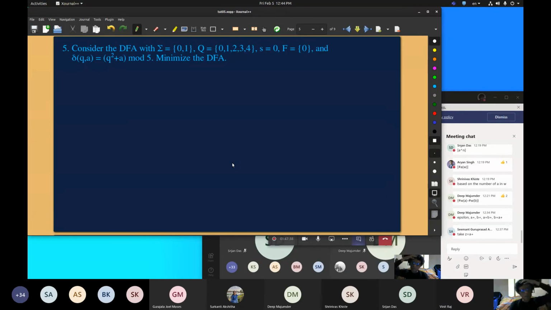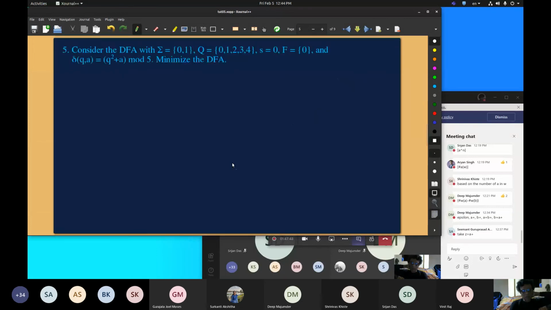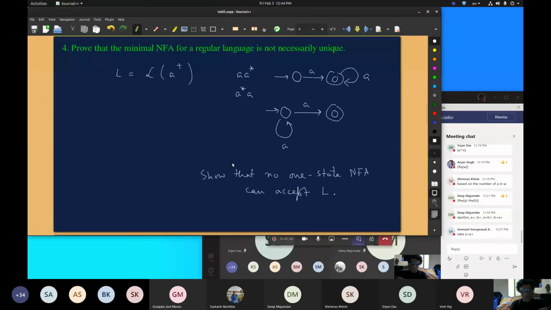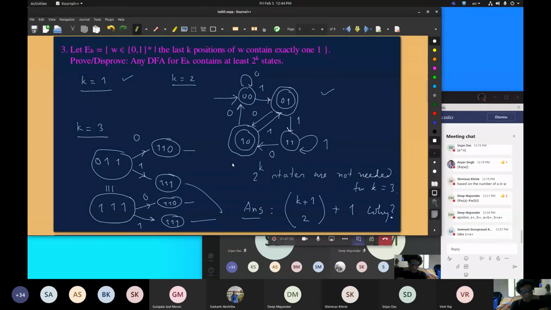I have not worked it out yet because it's just a 5-step DFA minimization. Okay, so you work it out as practice. And this, of course, I remain open for the moment.